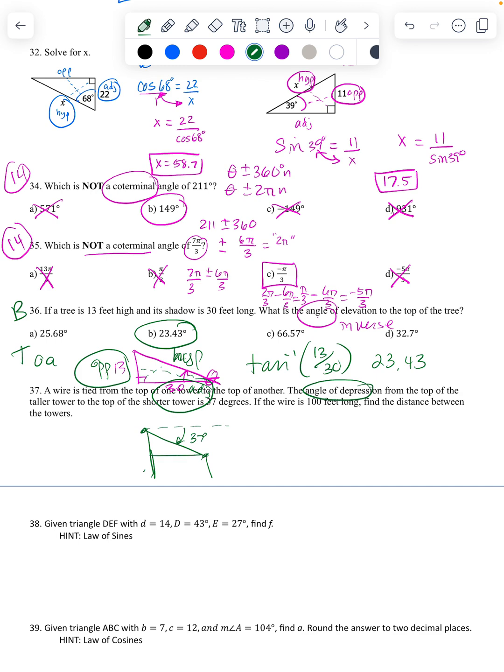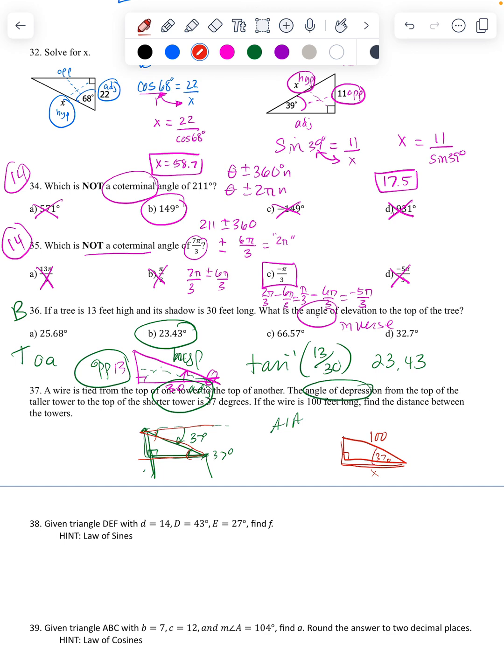But this is the triangle that I'm actually dealing with that has this part. So if this is 37 on the outside, then this corner in here is also 37 because of alternating interior angles from geometry. If you have a Z shape, the two corners of the Z will be the same. So essentially I have a triangle like this, where this is 37 degrees. It says, if the wire is 100 feet long, so that's this, find the distance between the towers. So that's this. Here I am looking for a distance, not an angle.